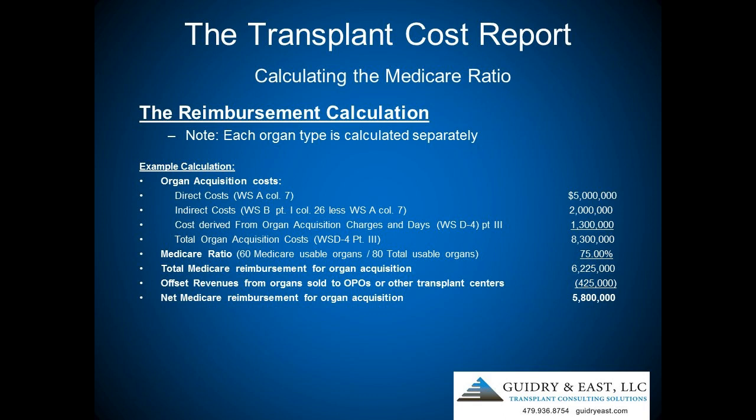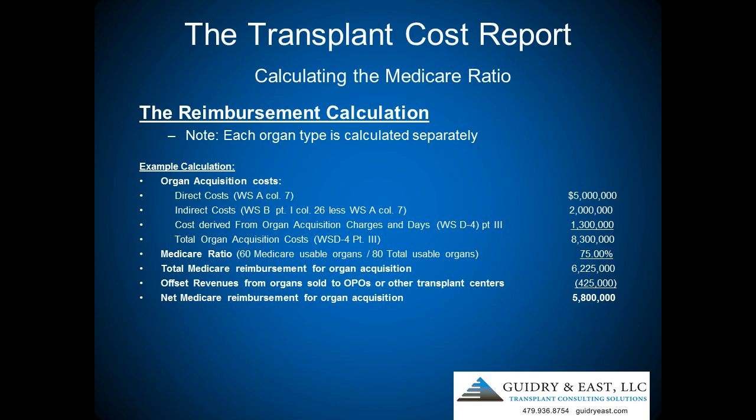So here's just a simple example of how the cost report is summarized and how Medicare ultimately determines their share. First of all, there's the direct cost portion, the organ acquisition cost. Direct cost is, like we said earlier, from worksheet A, a reflection of the general ledger, plus or minus worksheet A6 reclassification.